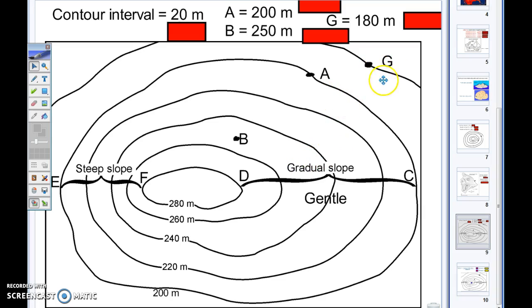So 180, 200, 220, 240. And it would allow us to determine the value of a location even if the line is not labeled. Well, that's the end of our Isoline screencast, and I hope you liked it.